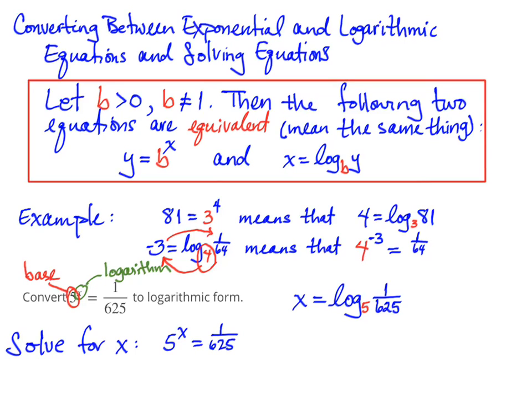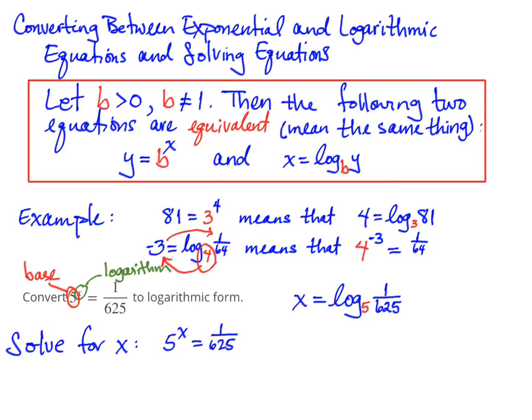Well, we can solve the exponential version. So if we wanted to solve that logarithmic equation, all we have to do is convert it to exponential and then solve that. So the exponential equation is 5 to the x equals 1 over 625. To solve this, we need to get both sides of the equation in terms of the same base. Notice on the left side we have 5 raised to an exponent. So we want to try to write the right side as 5 raised to some exponent.